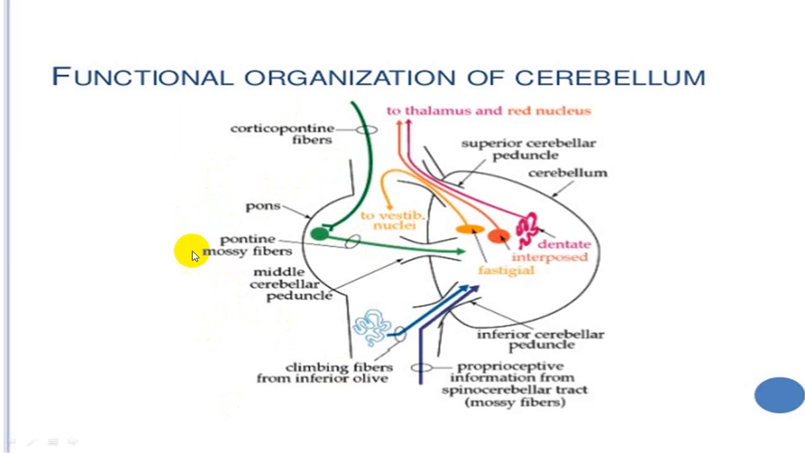Now this cerebellum is connected to a lot of structures. It receives input from spinocerebellar tracts, then olivocerebellar tracts, vestibulocerebellar tracts, etc. Then there are cerebellopontocerebellar fibers, and these pontine mosaic fibers are connecting the two cerebellar hemispheres.